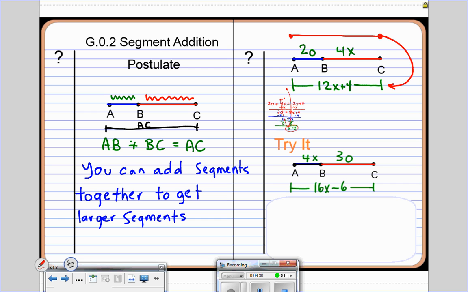All right, there's the next problem. Do like I just did in the model. I first started by writing an equation, then I solved for x. Go ahead and do that. Put me on pause, and then come back and check your work.